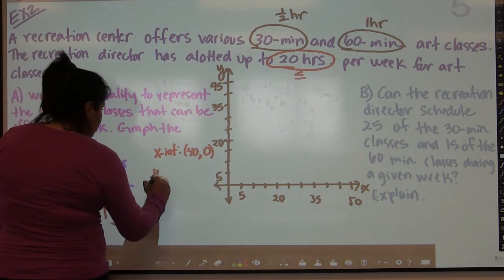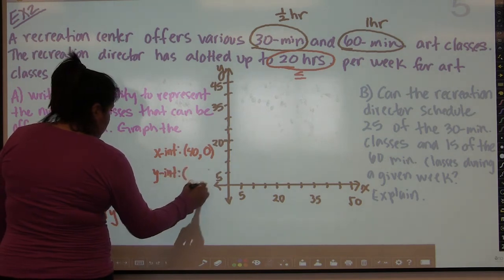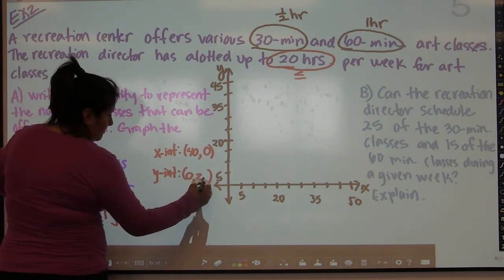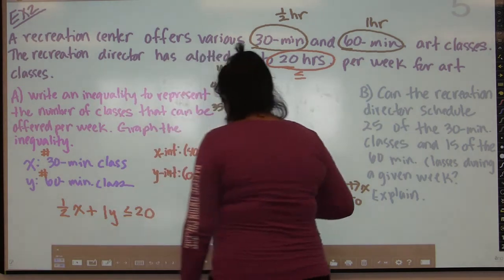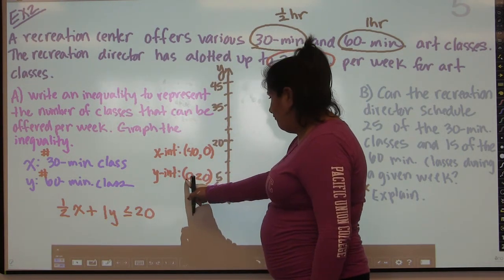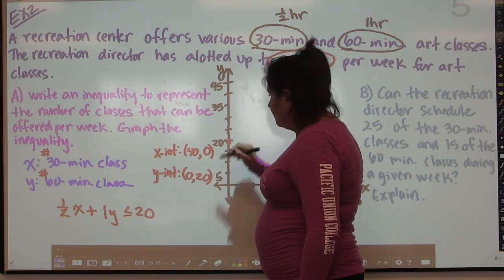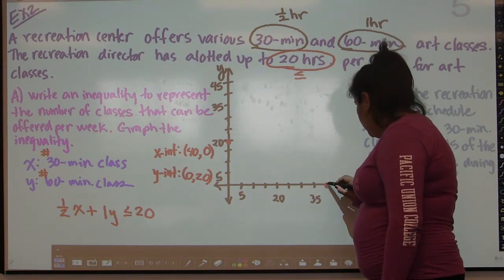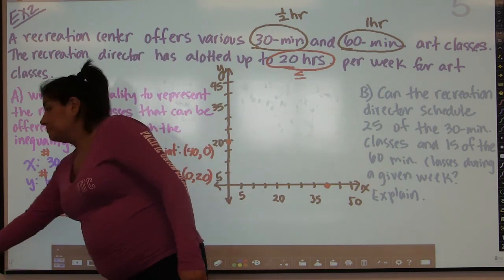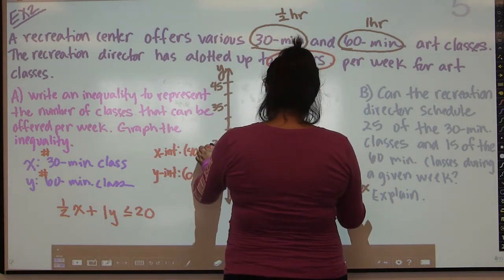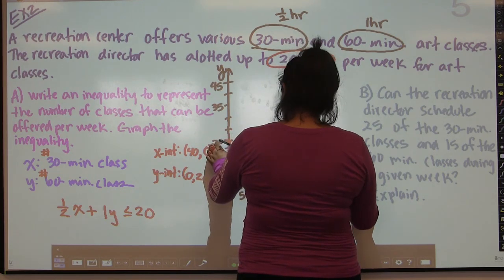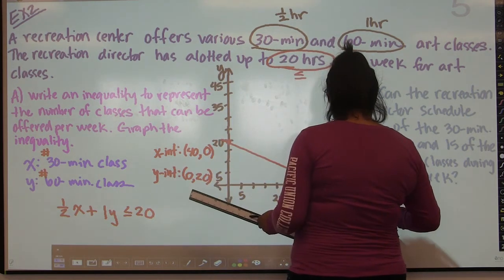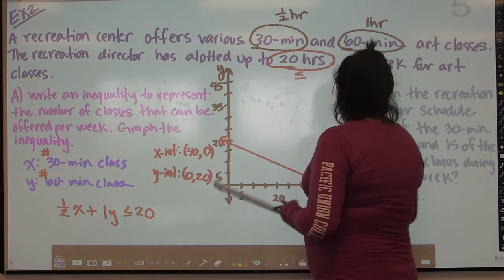For my y-intercept, I'm going to make x 0. And if x is 0, then I'm just going to get y equals 20. So I'm going to come over here to my graph. And here is x is 0, I'm doing the y-intercept first. X is 0, y is 20. That is the y-intercept. And my x-intercept is 40. So 40 over here. And then because this is an equal to, we're going to keep it as a solid boundary line. We're not going to make it a broken line this time. So there we go.